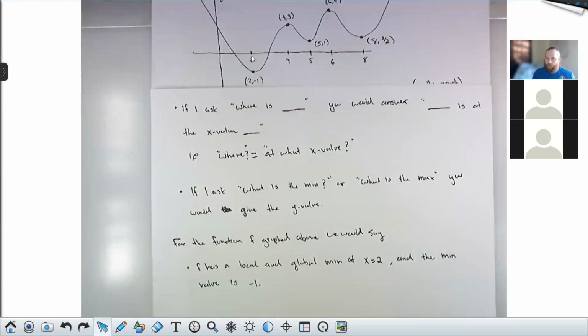Right? So we're asking, what is the smallest output from the function f? The smallest output is -1. And when does that output occur? Where does that output occur? That output occurs when x is -2. Or sorry, when x is +2.